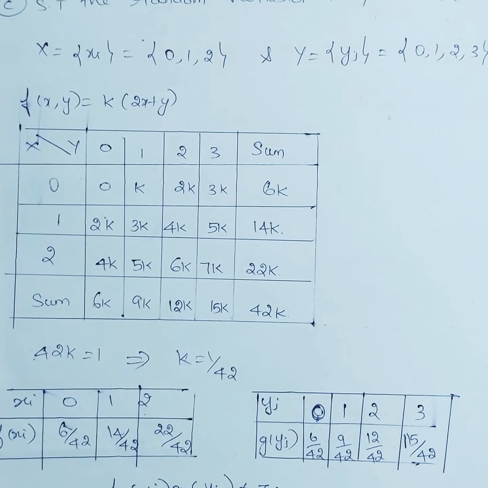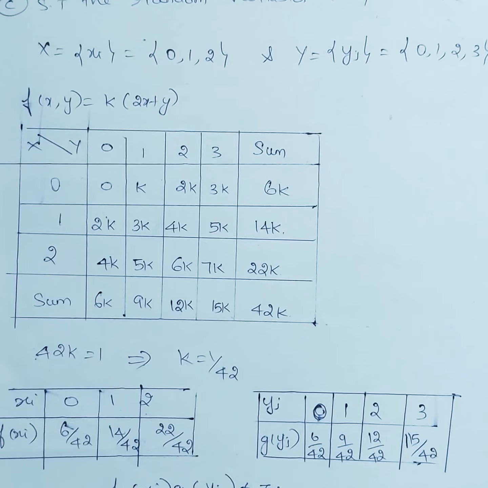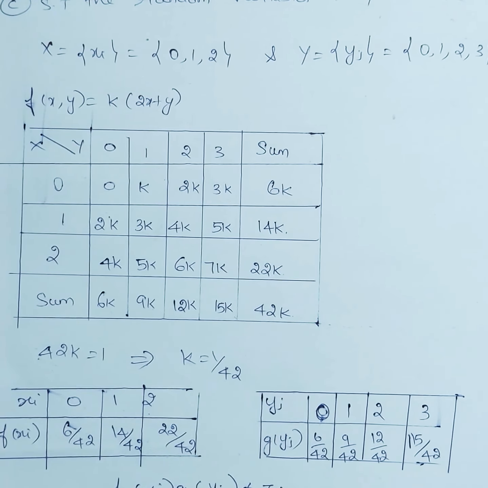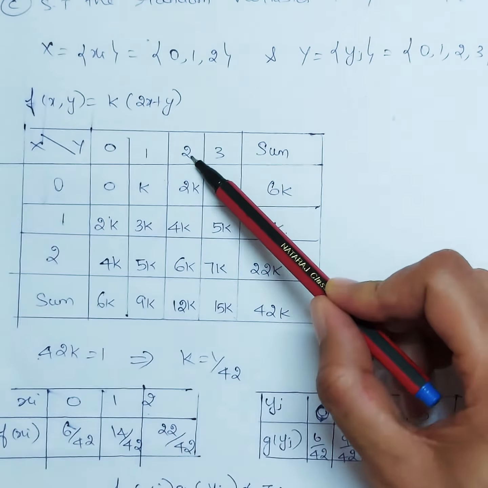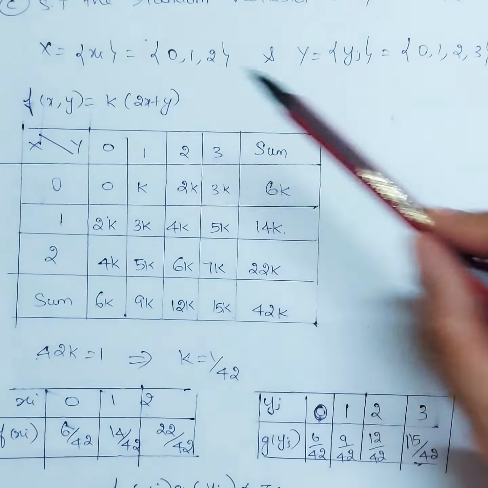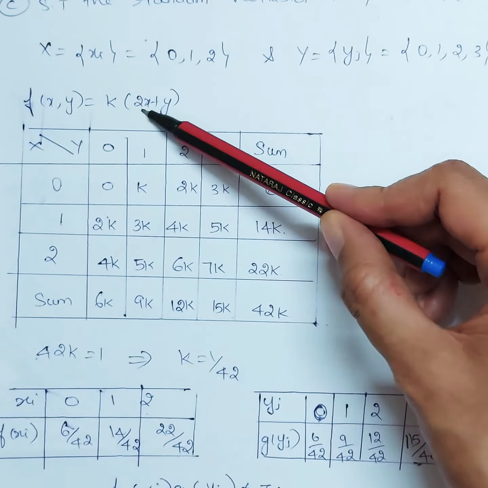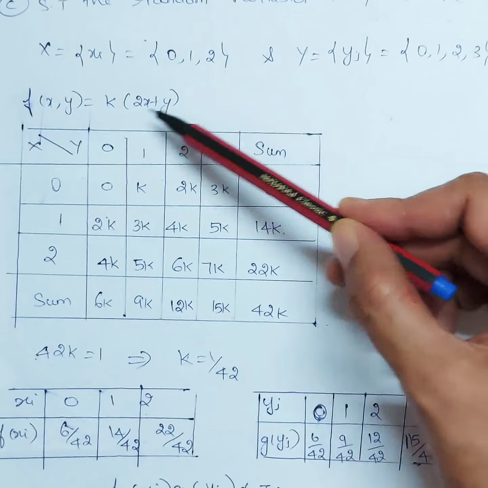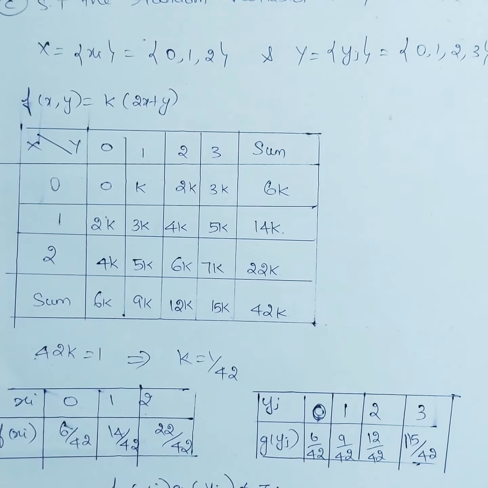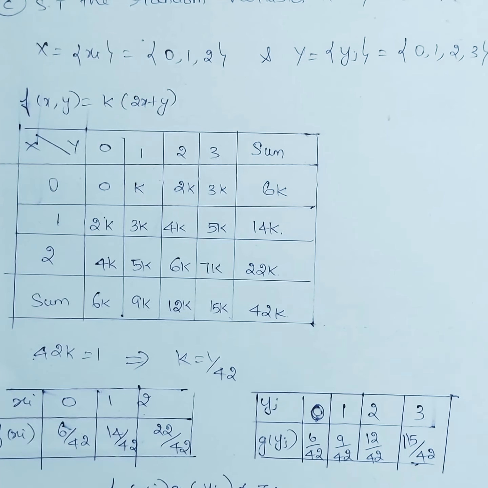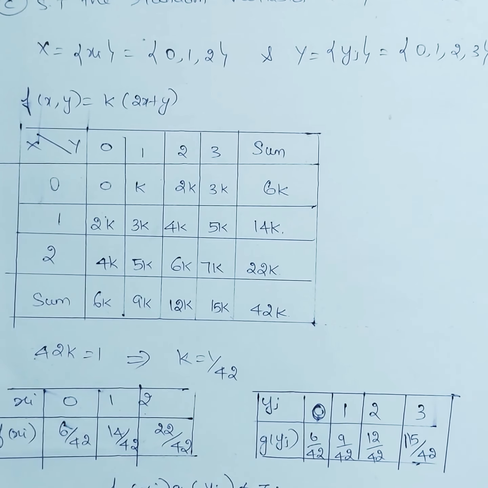So like that, you can substitute the values and check. Randomly, we'll check one value here. Here x is 2 and y is also 2. If you substitute here, k into 2 twos are 4, 4 plus 2, 6. So 6k. So you got this. You have to substitute all the values and write it down in the tabular column.